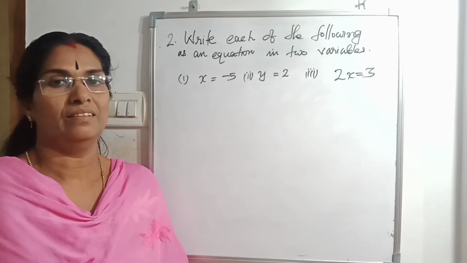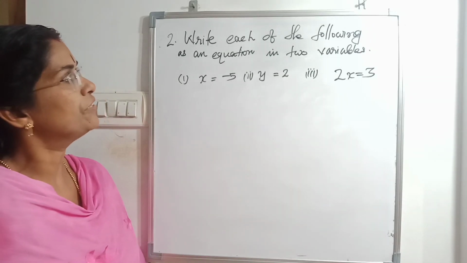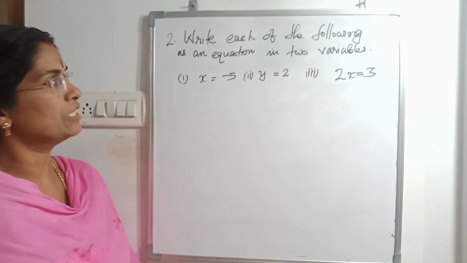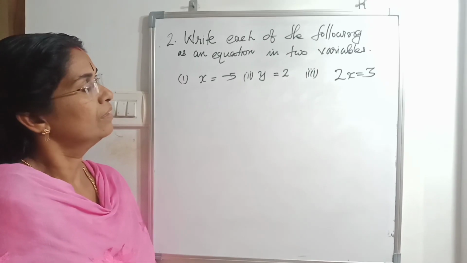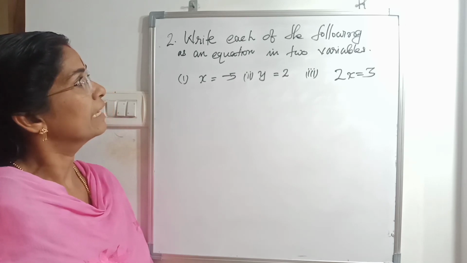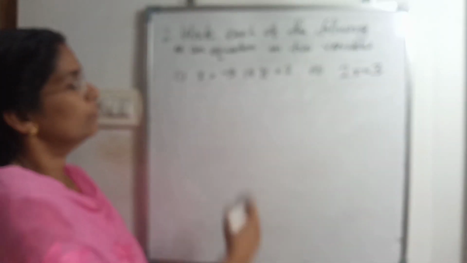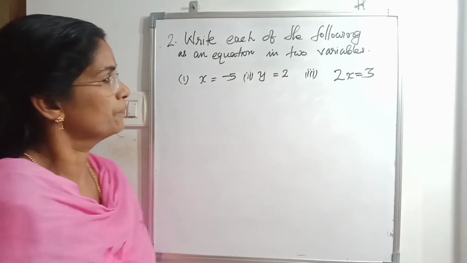Now we can do another model question, that is write each of the following as an equation in two variables. Question: x equal to minus 5, y equal to 2, 2x equal to 3. These are the three questions I gave. What we have to do? Write each of the following as an equation in two variables. In all questions only one variable. We have to make it in two variables.